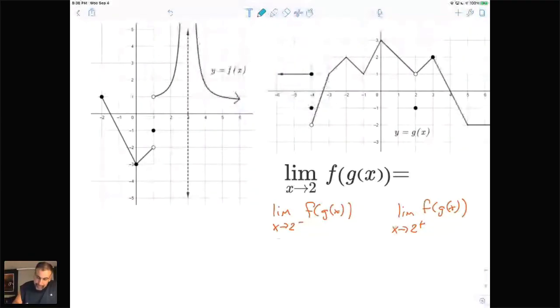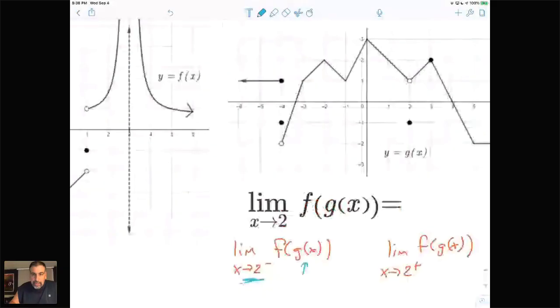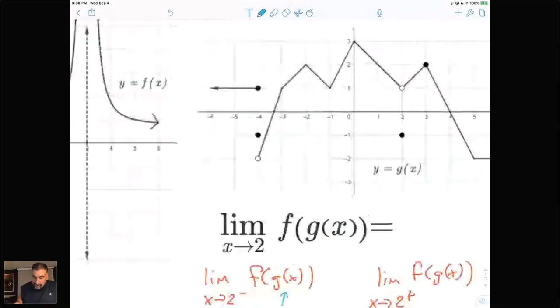as we approach 2 from the left, it's a composite function. We're going to start on the inside with g of x, and ask what's going on with g of x as we approach 2 from the left-hand side. So starting with our function g of x, I'll enlarge this so we can see it a bit better. We're approaching 2 from the left-hand side.